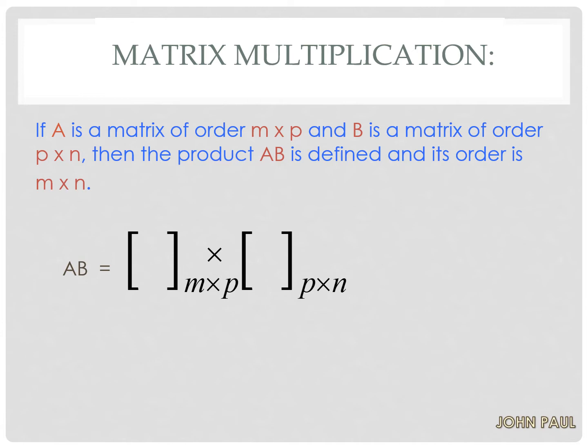In this, the number of columns in the first matrix and the number of rows in the second matrix should be equal. Then only matrix multiplication is possible. If you multiply, we'll get a matrix of order m by n.